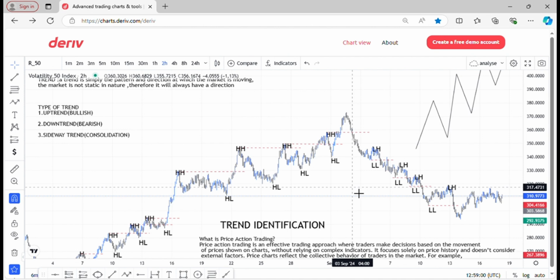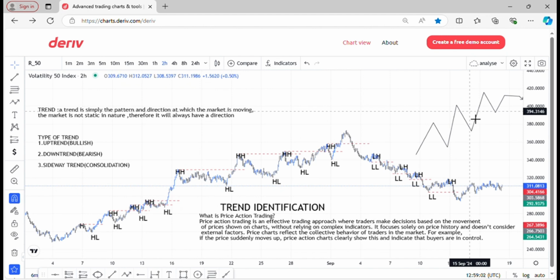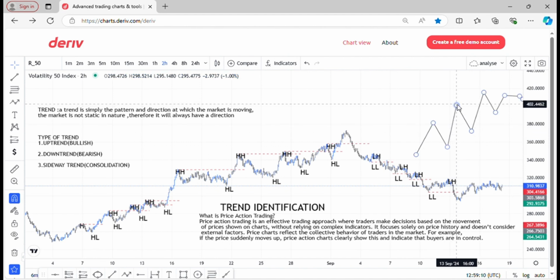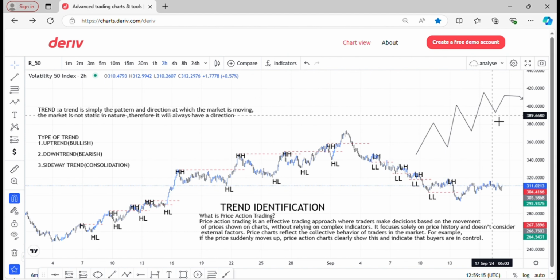An uptrend is what we call bullish. In my drawing here, you can see it's the same thing. We have a low, a high, a higher low, a higher high, a higher low, a higher high, a higher low. So what does this make you know? What I will be looking for now is a buy in the market. I will not be looking for a sell, because what the market is giving is a buy trend, an uptrend.